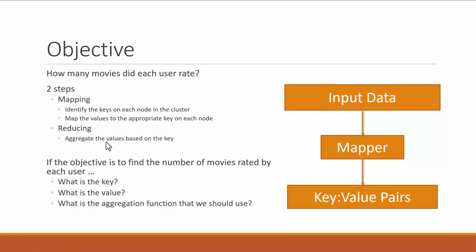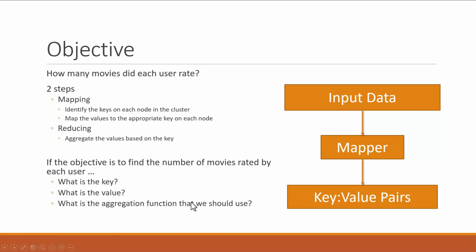So the objective in this particular case, since it's movies rated by users, we always have to ask ourselves these questions before we even start doing any coding, which is, what is the key we want to use? In this particular case, it's going to be the user ID. What is the value we want to use? In this particular case, the value is actually going to be a count of the number of occurrences of that user ID on each individual node. And then finally, what is the aggregation function we want to use?